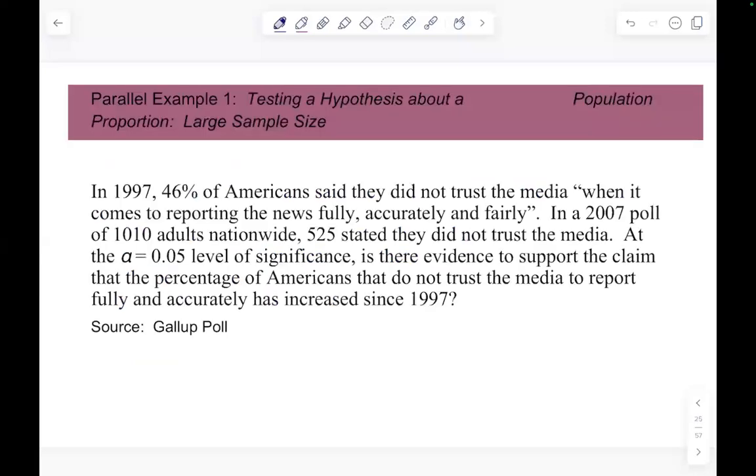Okay. Let's get some math in. Let's do some actual math. All right, so in 1997, 46% of Americans said they did not trust the media when it comes to reporting the news fully, accurately, and fairly. In a 2007 poll of 1,010 adults nationwide, 525 stated they did not trust the media. At an alpha of 0.05 level of significance, is there evidence to support the claim that the percentage of Americans that do not trust the media has increased?